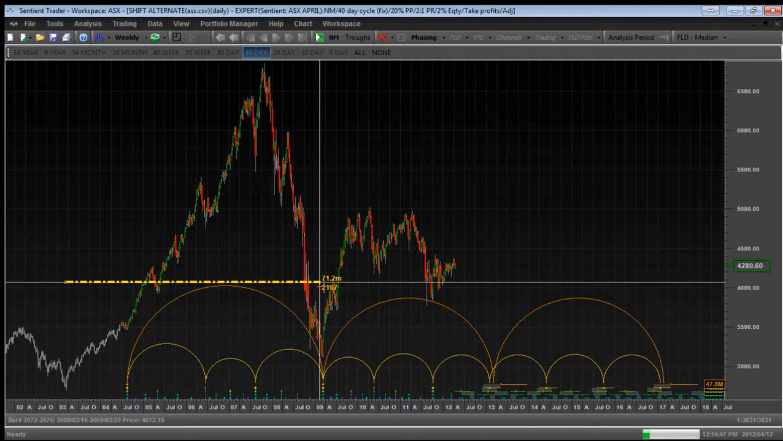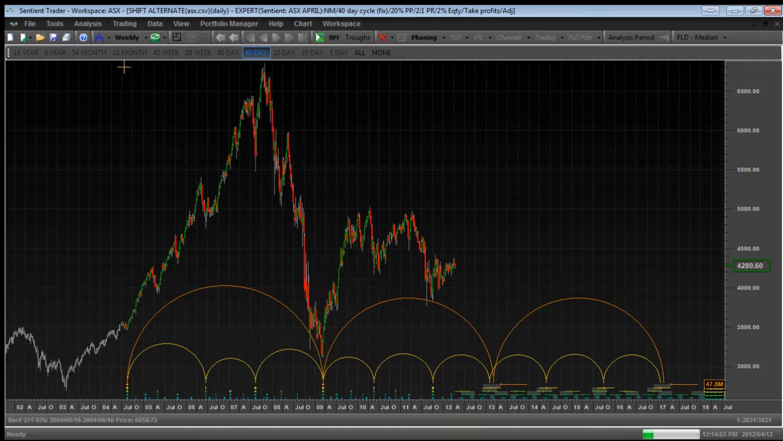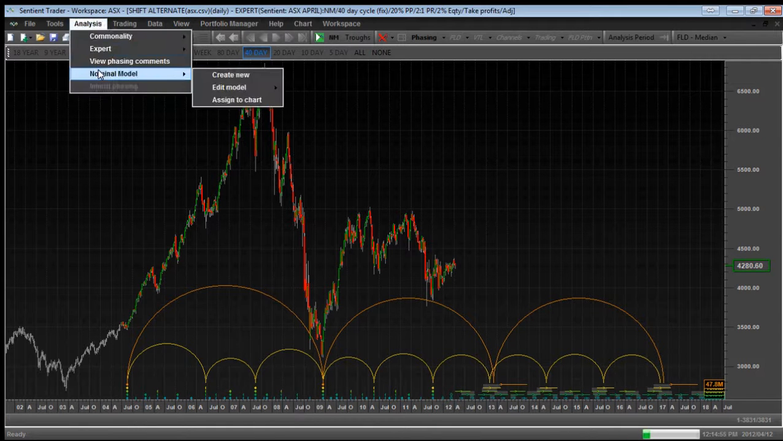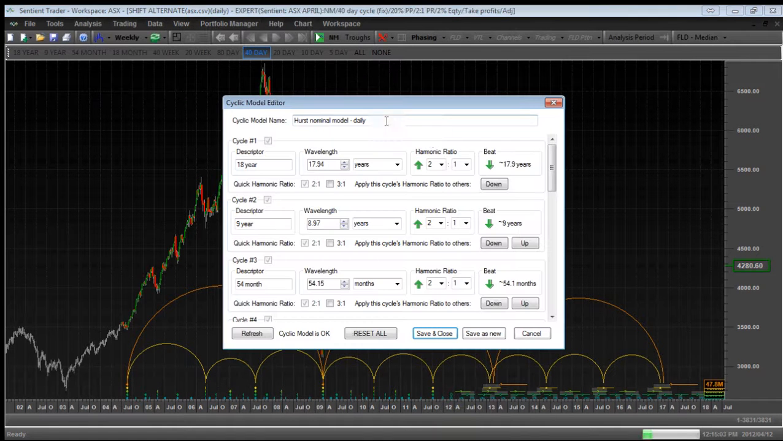This is called a nominal model, which is simply a collection of different cycle lengths. And the 6-year cycle is not a member of that nominal model. If you want to take a look at what nominal model we are working with, you can simply click on the analysis menu, nominal model, and you can edit the current chart model, and there you will see the list of all the cycles that are being used to analyze this particular market.